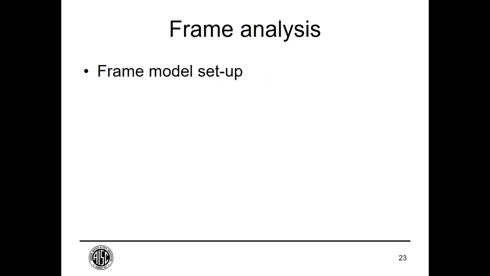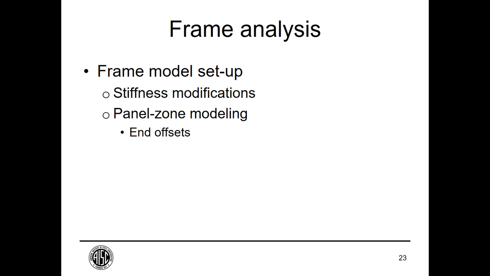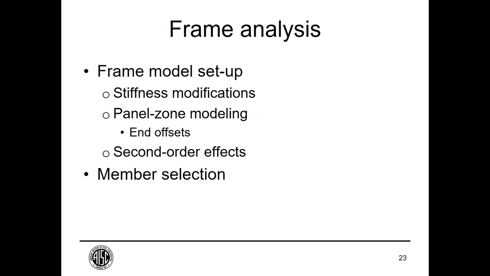So in the frame analysis, we need to modify some stiffnesses to reflect the reduction that we have. We've discussed panel zone modeling, how we're not going to do panel zone modeling, but instead we are going to use the full flexural length of the beam going to the column center line and the full flexural length of the column going to the beam center line. Second order effects should be included, and we will select members such that we meet the pre-qualification limits, and we also have an appropriate modeling of the base.